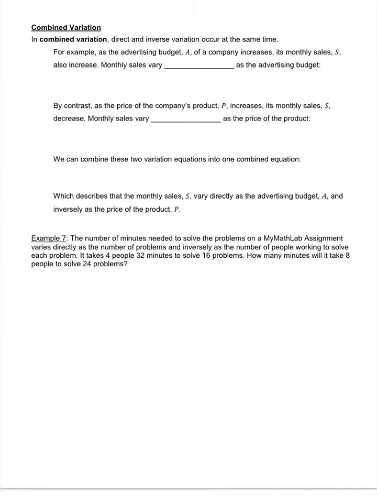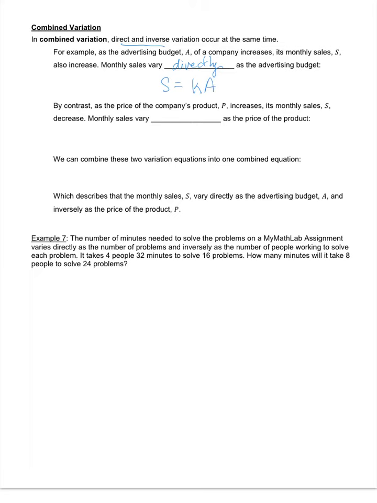Now we can also have combined variation, meaning we can combine direct and inverse variation at the same time. For example, as the advertising budget A of a company increases, the monthly sales S also increase. So this would represent direct variation. So the sales vary directly as the advertising budget. Sales vary directly with the advertising budget.